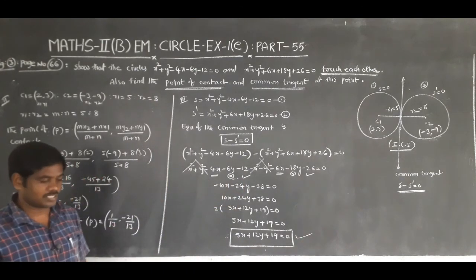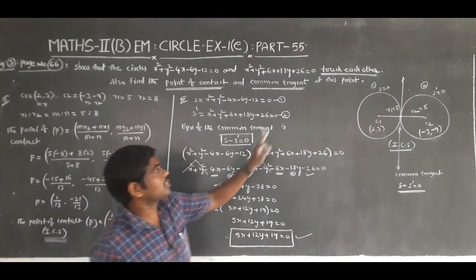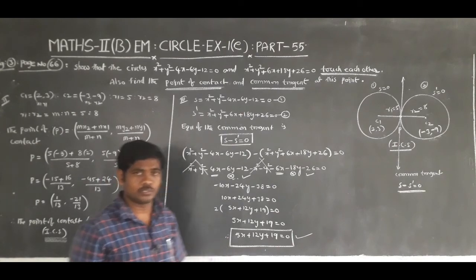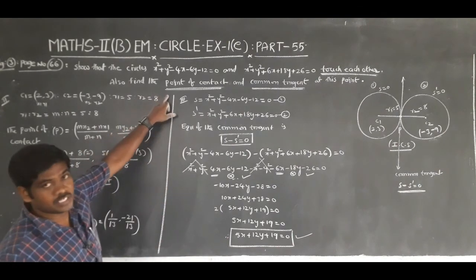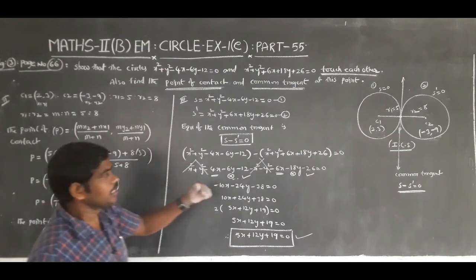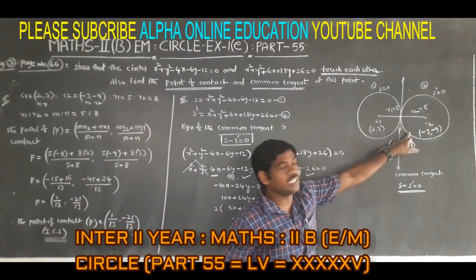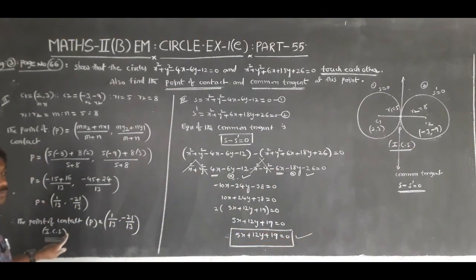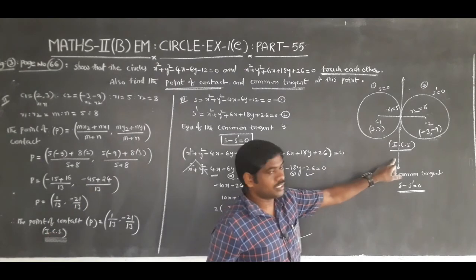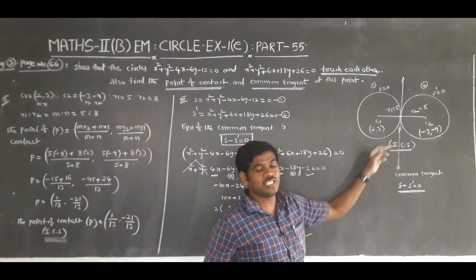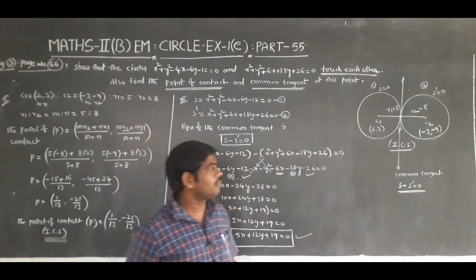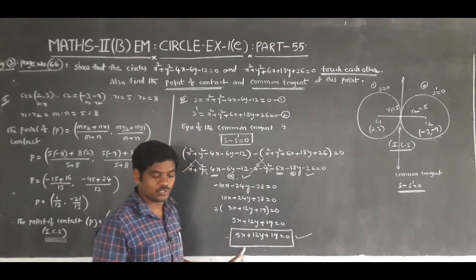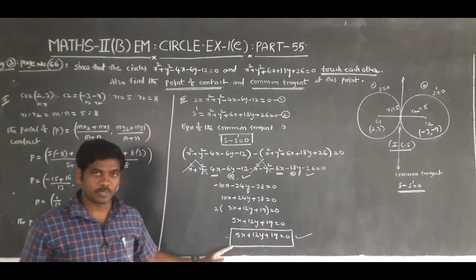This is the process. First we prove that two circles touch each other, meaning C1C2 is equal to R1 plus R2. Second part, find the point of contact. If two circles touch each other externally, the point of contact is called the internal center of similitude. Next, the equation of the common tangent: if two circles touch each other externally, the equation of the common tangent is S minus S dash is equal to 0. This is a most important problem. Thank you.